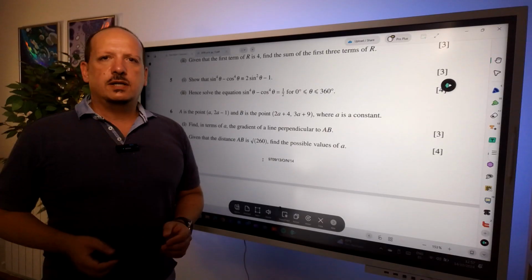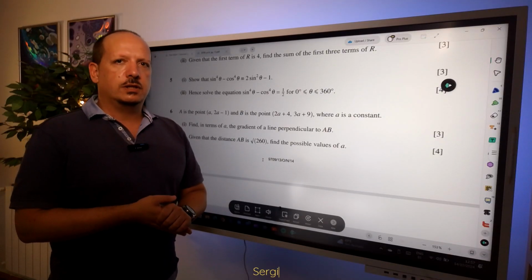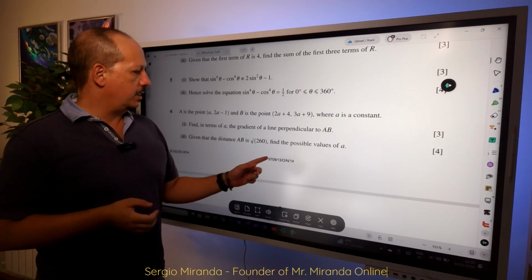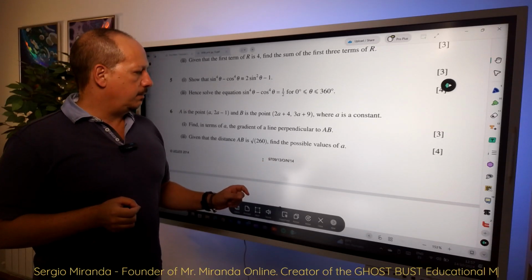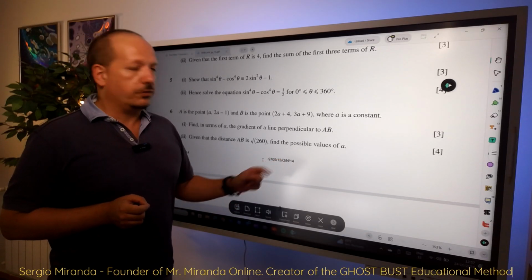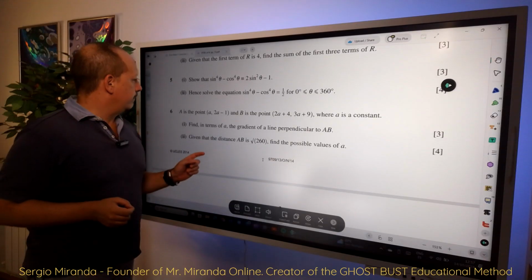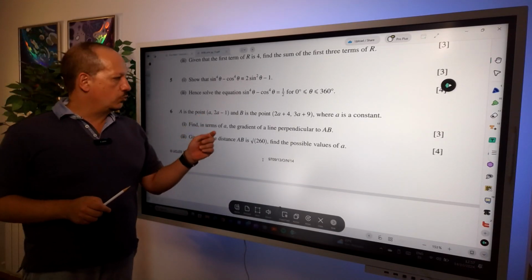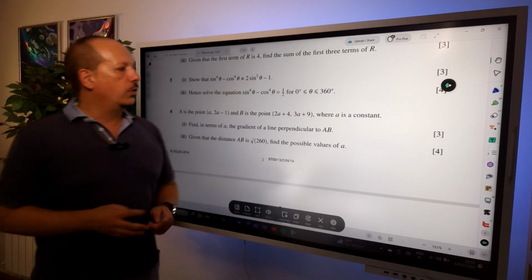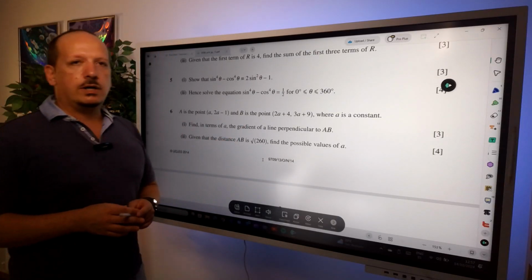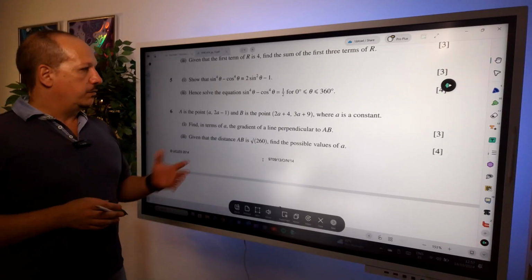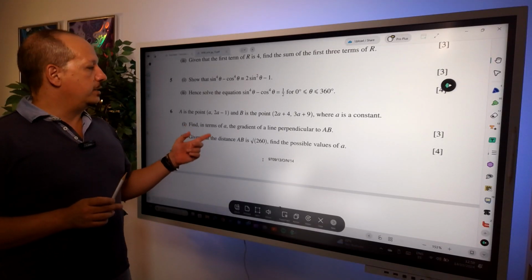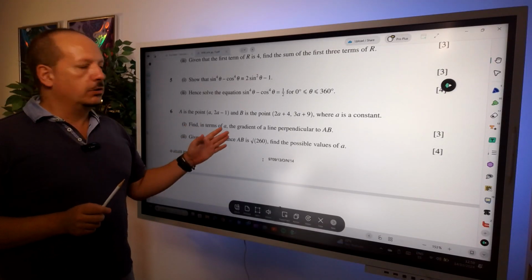This was a very simple coordinate geometry question on an exam. It was October, November 2014. And the question is this. A is the point (a, 2a minus 1), and B is the point (2a plus 4, 3a plus 9), where a is a constant. First question, find in terms of a the gradient of a line perpendicular to AB.